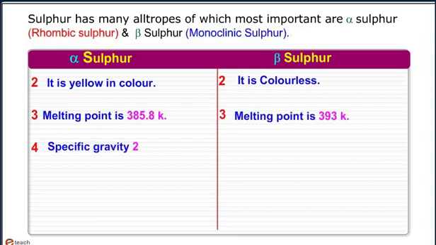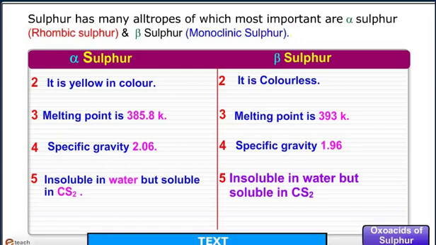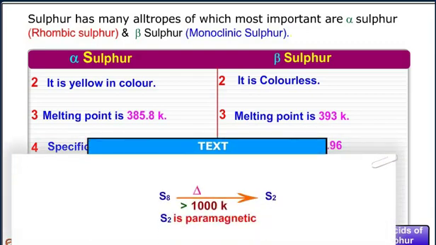The specific gravity of alpha sulfur is 2.06 and that of beta sulfur is 1.96. Alpha sulfur is insoluble in water but soluble in CS2. Acid on heating at temperature greater than 1000 Kelvin gives S2, which is paramagnetic in nature.